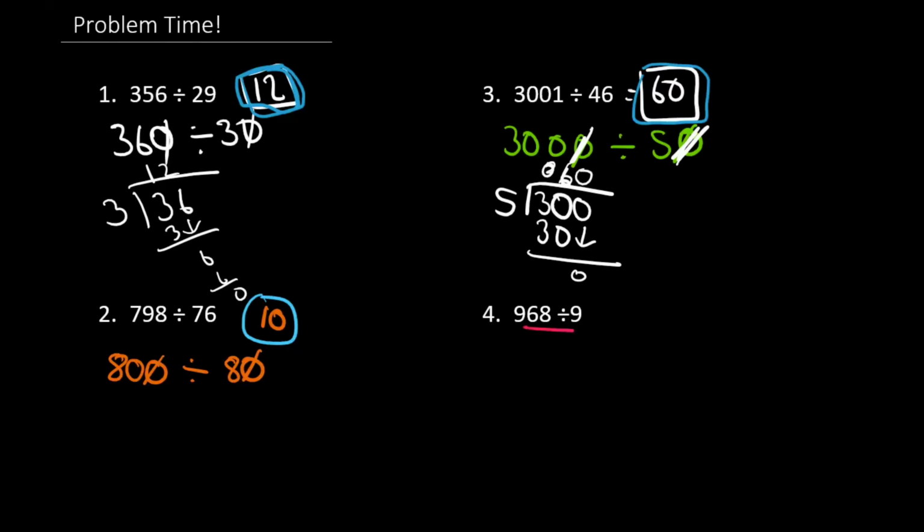So 968 can be rounded to 970, and then 9 can be rounded to 10. So 970 divided by 10, you should be able to do this in your head. We can just cross out the zeros and we'd be left with 97 divided by 1. So our answer would be 97. So I'm going to use the blue to box it again.